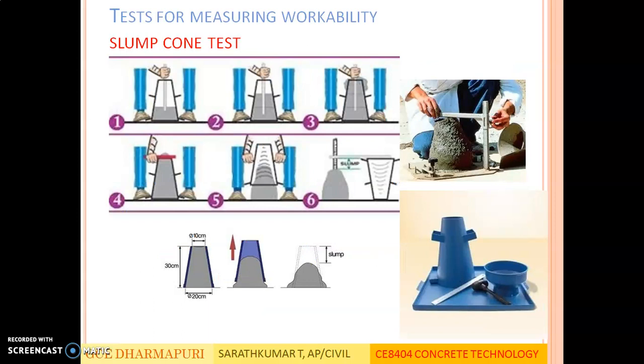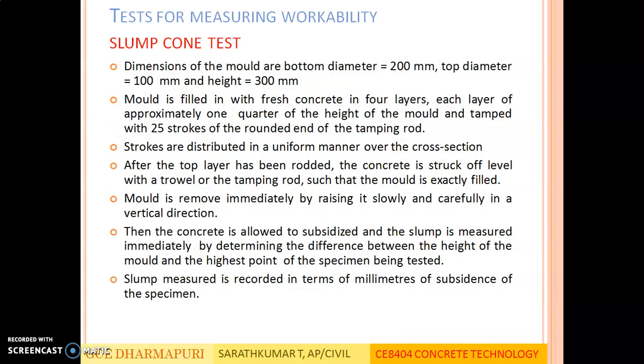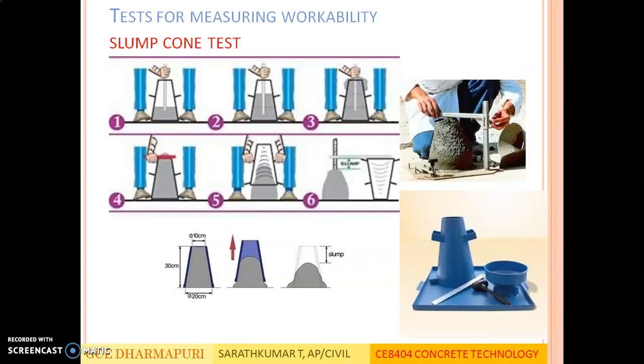Normally, what we will be doing is there is a cone. The cone dimensions are given here. The bottom diameter is 200 mm and the top diameter is 100 mm, and the height of the slump cone is 300 mm. In this cone, the freshly mixed concrete is placed in 4 layers.